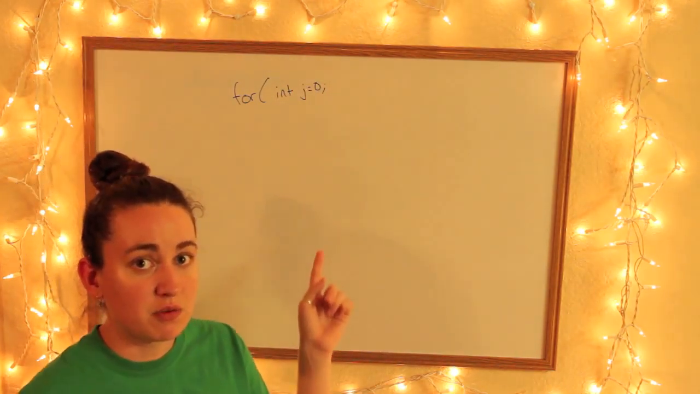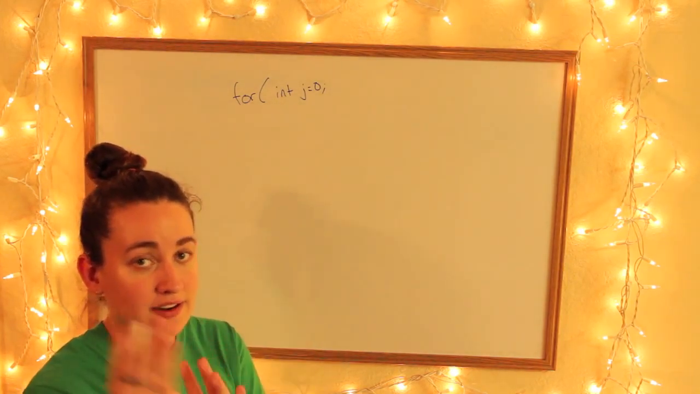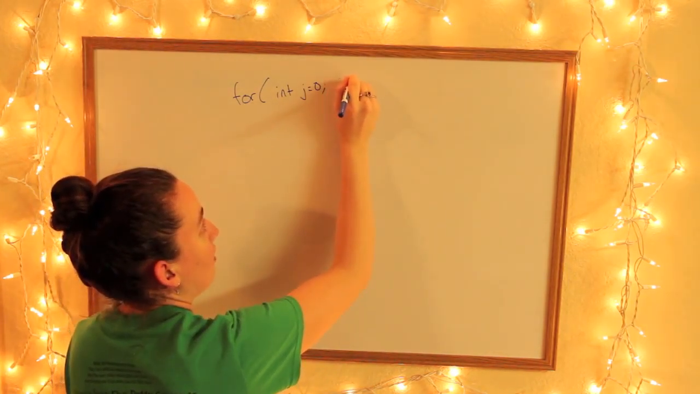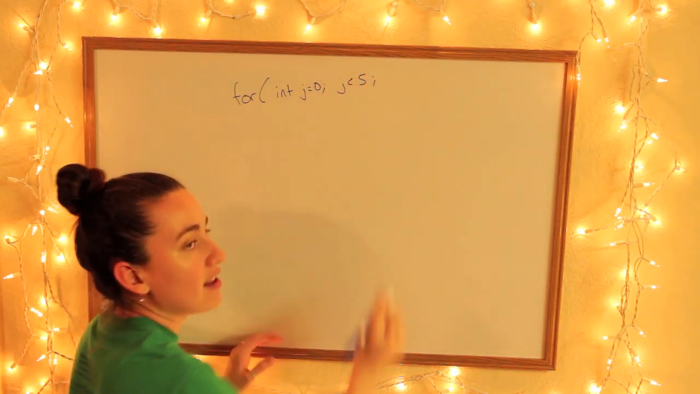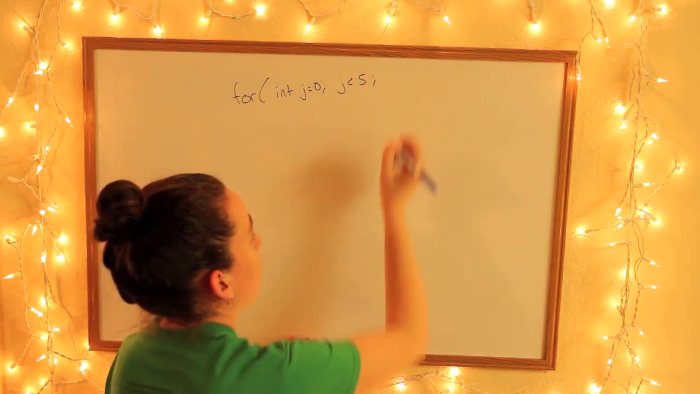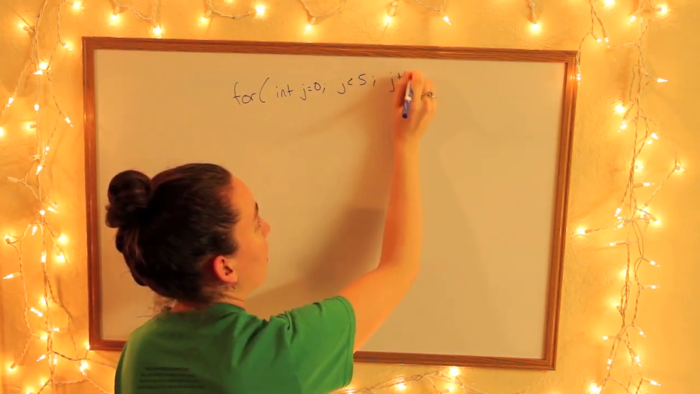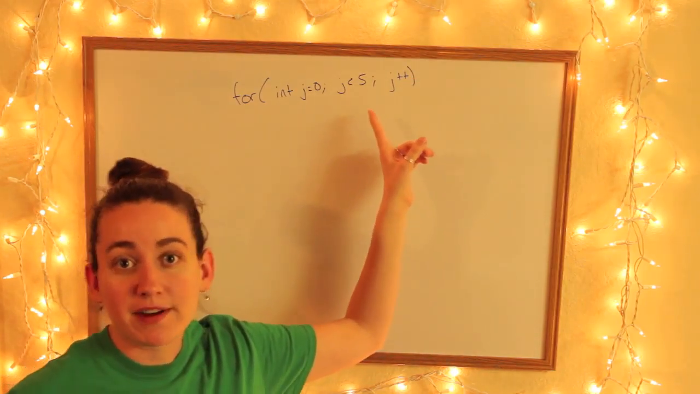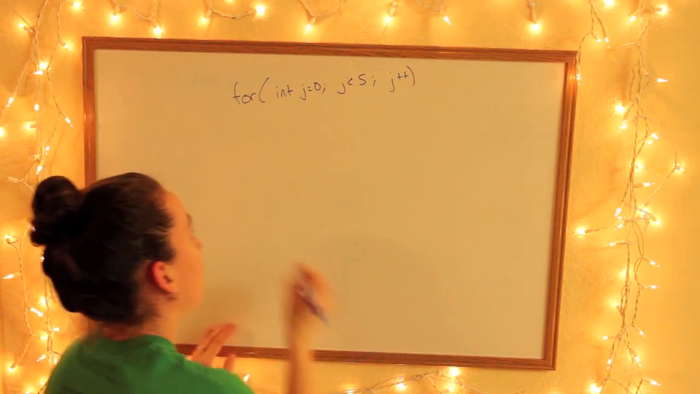And then your next one is your end. So let's say j less than 5. And then how much you're incrementing each time. Let's go with j plus plus. Plus plus, we'll take whatever the value of j is and add 1 to it.